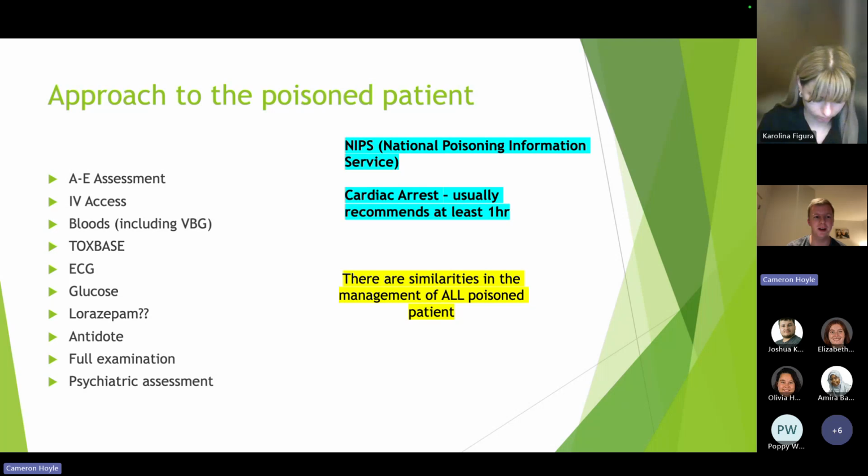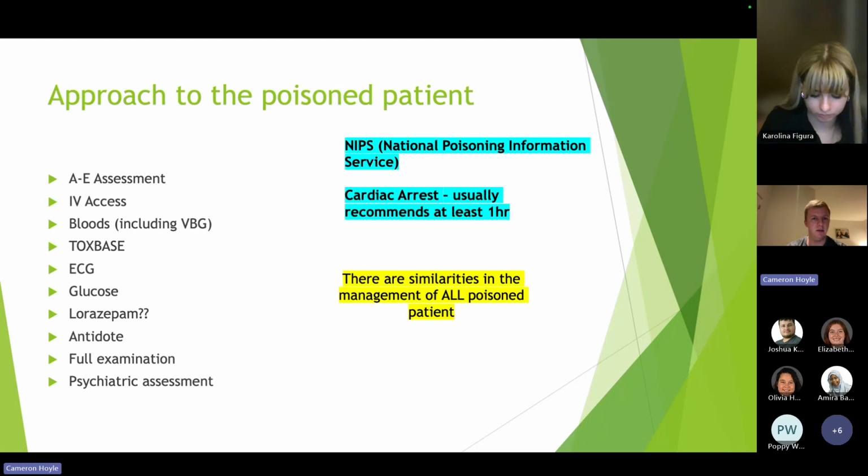Tox space is your best friend, not so much in exams because you don't get it, but definitely in clinical practice, particularly if you've got an A&E job. Often the nurses will kindly print it off for you and put it in the patient's notes, and that gives you a really good basis of investigations to order, any special tests to do, and then your management plan.